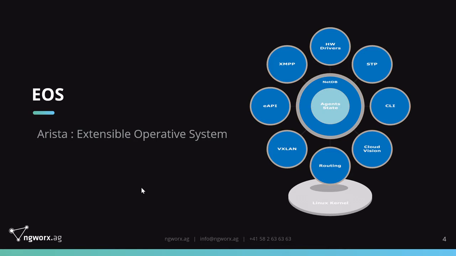EOS is the Arista operating system. It's present on all Arista switches and network appliances. It is based on a full Fedora core Linux and is characterized by the NetDB, a common repository providing separation between services and their status information.